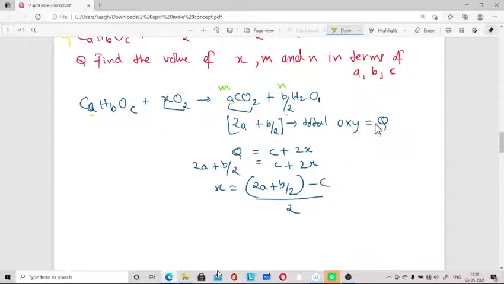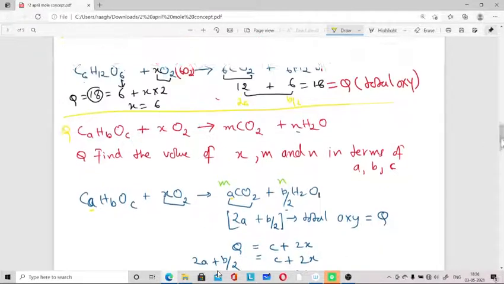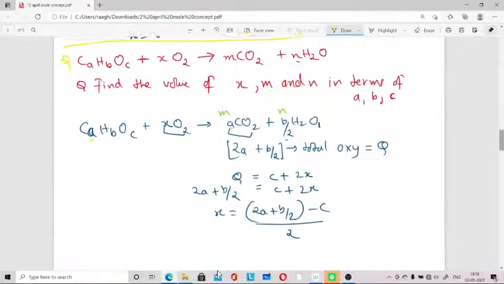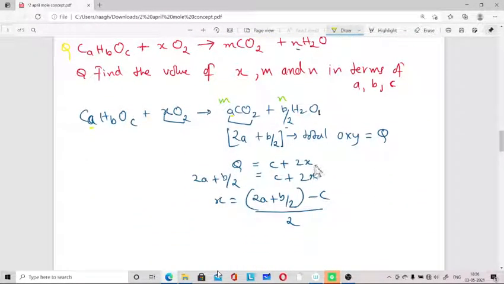Now I told you that whatever the total oxygen Q is on the product side, it should be the same on the reactant side. But the reactant side already has some oxygen, that is your c. So Q is equal to c plus 2x, as we did already: 18 is equal to 6 plus 2x. So you can calculate x, and it will come as (2a plus b by 2 minus c) divided by 2. That is the value of x in terms of a, b, c. I hope you got it.